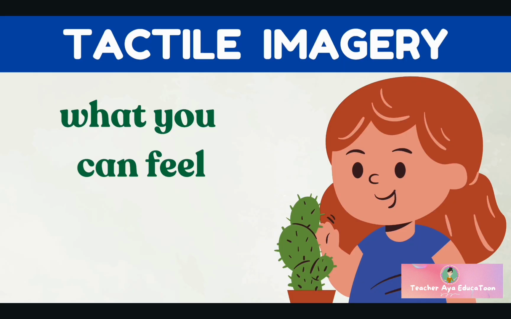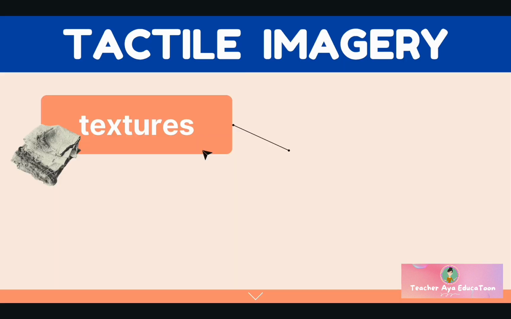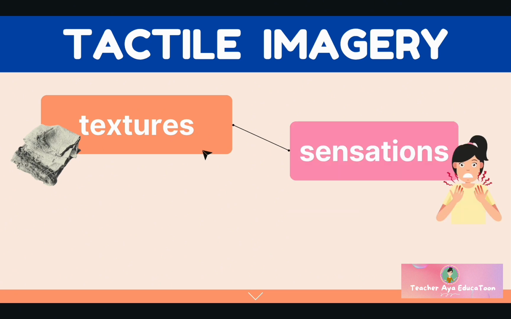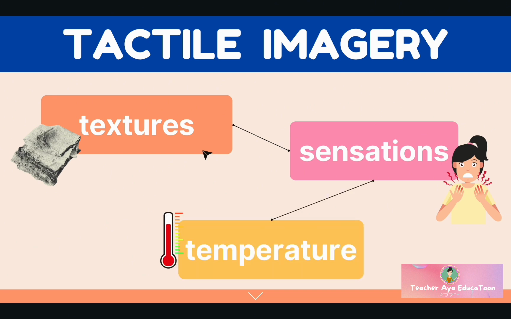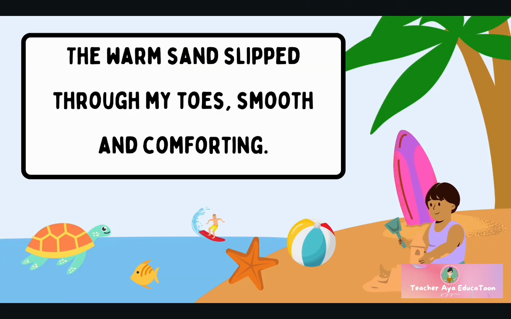Tactile imagery describes how you can feel. This includes textures and many sensations a human being experiences when touching something. Differences in temperature is also part of tactile imagery. Like the line, "The warm sand slipped through my toes, smooth and comforting."